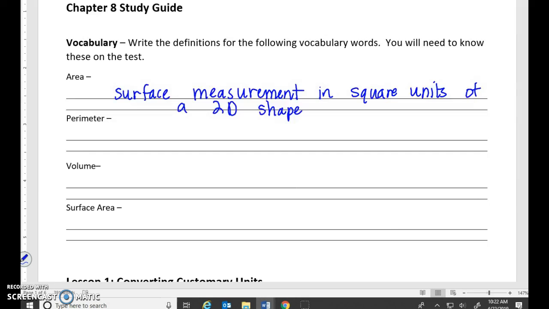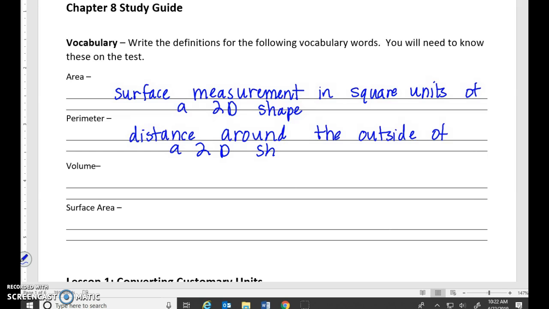Okay, so we have the next one, perimeter, and these are just doing a definition, okay? If area is the surface measurement in square units of a two-dimensional shape, that's the inside. Perimeter is the outside, well, let's call that the distance. Distance around the outside of a two-dimensional shape.